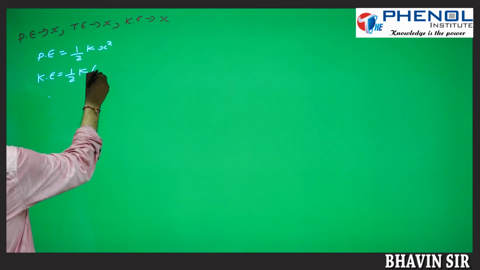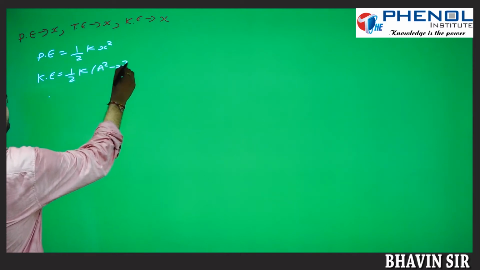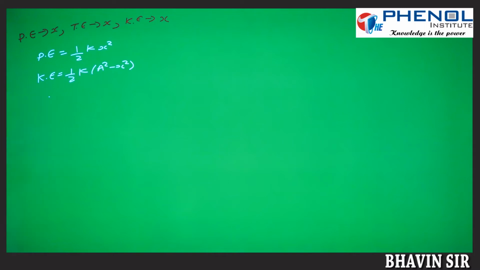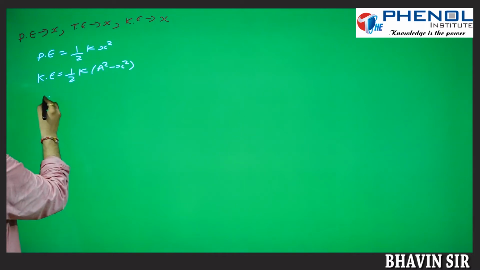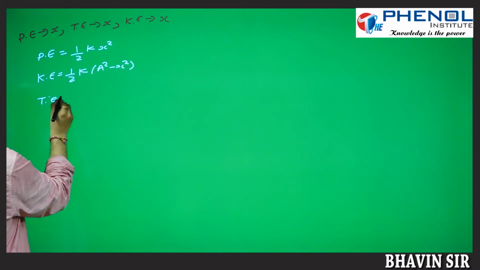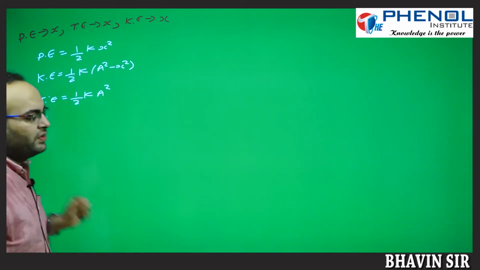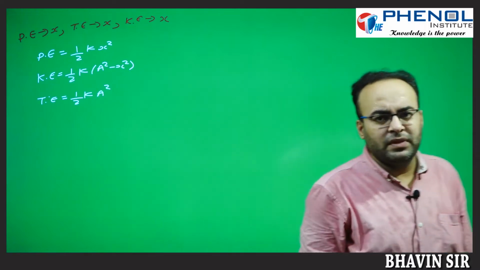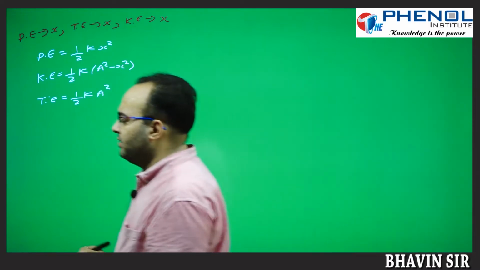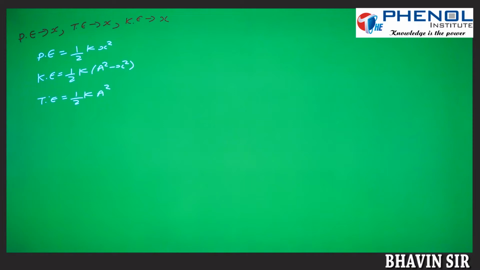Then kinetic energy is half k, a square minus x square. What is kinetic energy? Half k, a square minus x square. And what is total energy? Half k a square. Chalo. So these are the formulas for potential, kinetic and total energy.